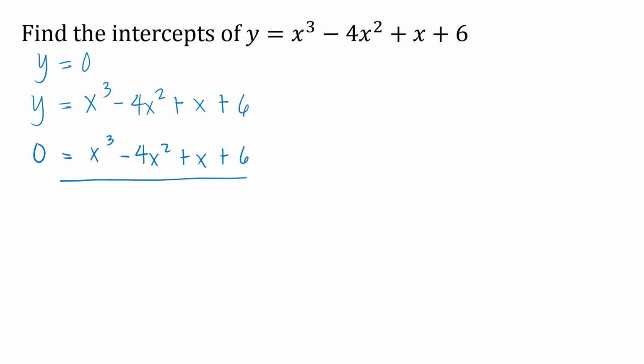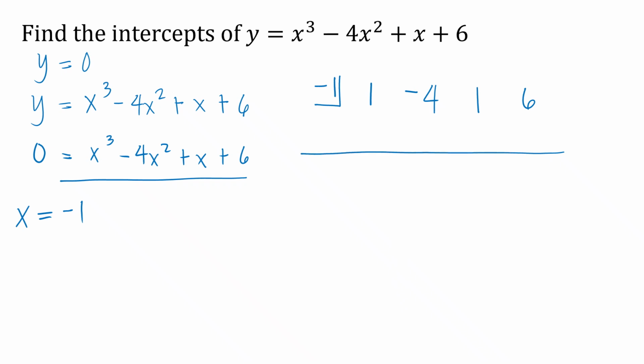Okay, so let us set x is equal to, for example, negative 1. So we're going to use synthetic division here. So, negative 1, then what is the coefficient of x cubed? That is 1. Coefficient of negative 4x squared, that is negative 4. Coefficient of x, that is 1. Then the constant, which is 6.